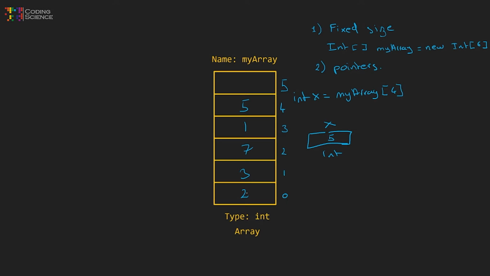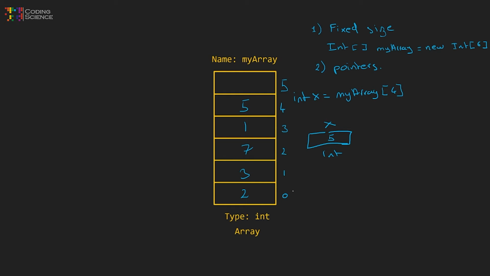So the first cell of the array is at 0. Okay, it does not start at 1. So if you want your first number in your array, you need to put 0 here, not 1. So if you have 6 cells, the last cell would be 6 minus 1, which is 5.